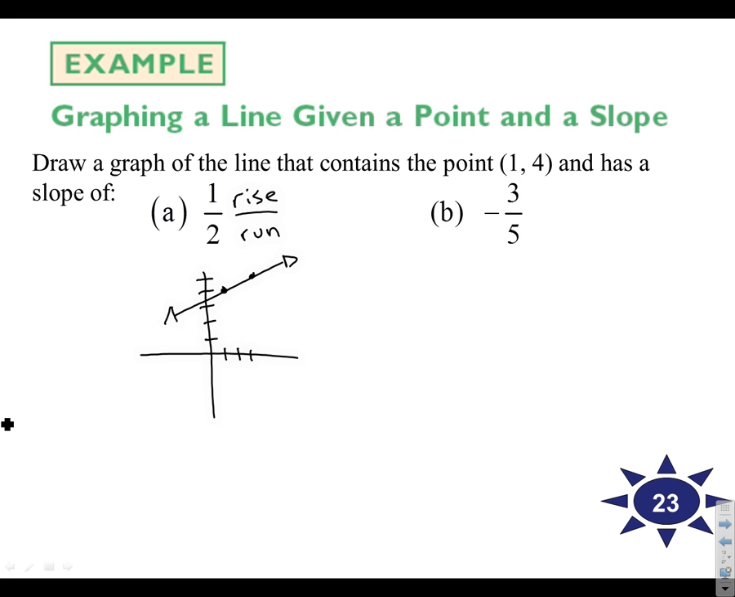This point was 1, 4. At this point here, we went up by 1, so now our y value is 5. We ran 2, so our x value is 3. We could do the same thing here, starting at 1, 4. We're going to go down 3, 1, 2, 3, and we'll go over 4, 5. And we'll have a negative slope, a downward facing line. So with that, try problem 23.